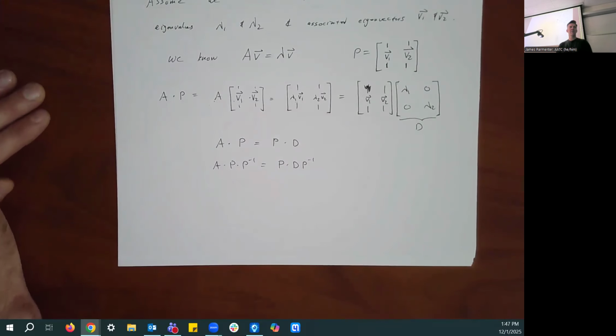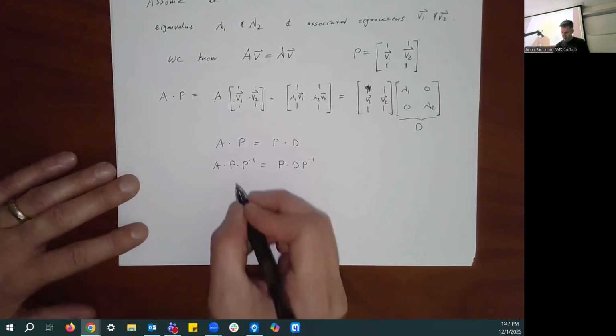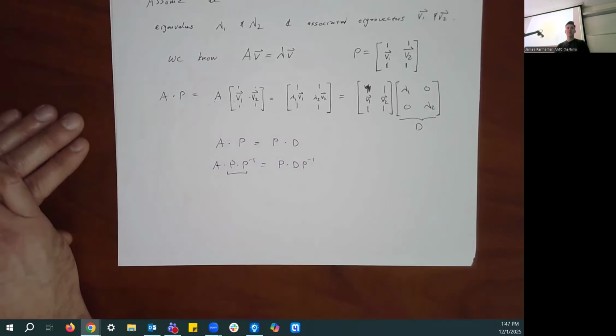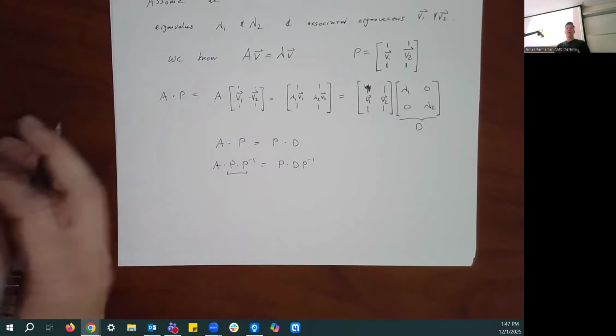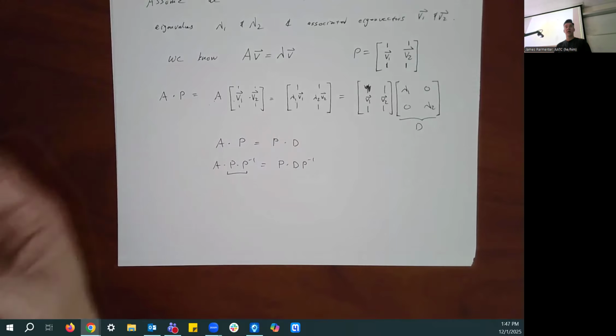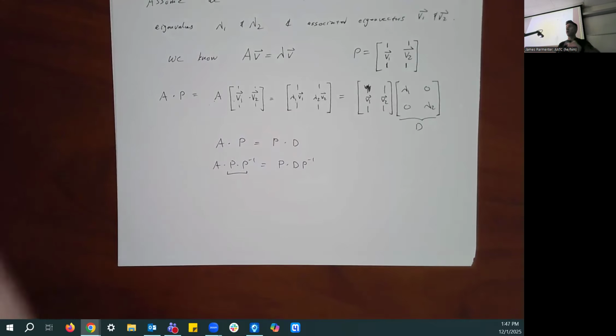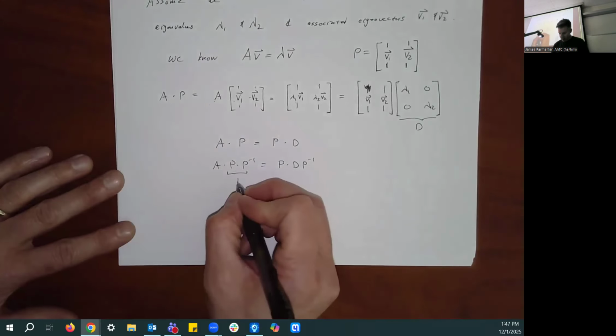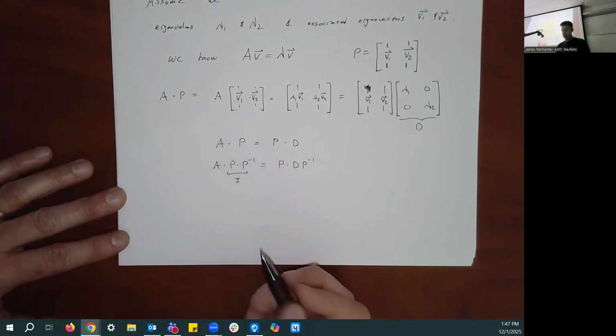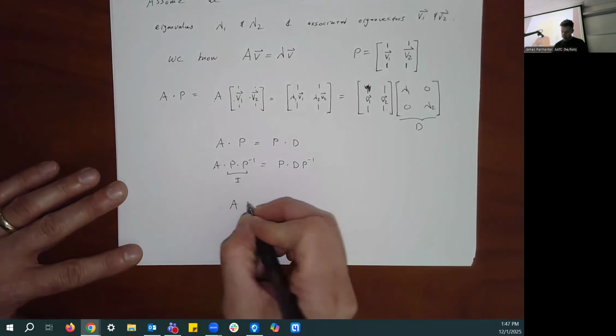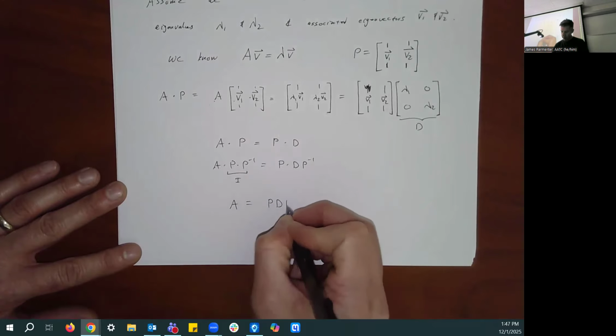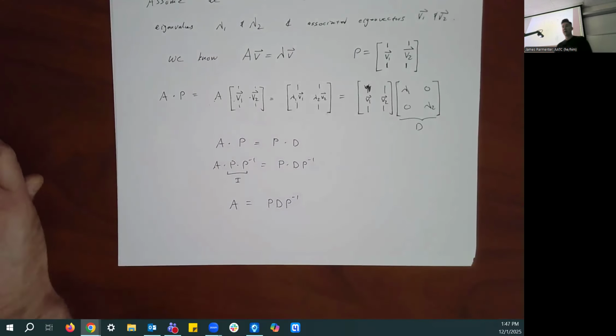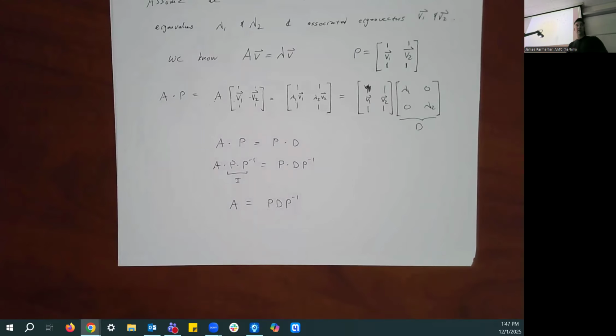Why did we do that? What's P times P inverse? The identity, right? That's the very definition of being an inverse: the two inverse matrices multiply to the identity matrix. So that's the identity, and then A times the identity is just A. So check it out. We've rewritten the matrix A as P times the diagonal matrix times P inverse. And you might be thinking, well, this seems like not all that useful yet, but it is.